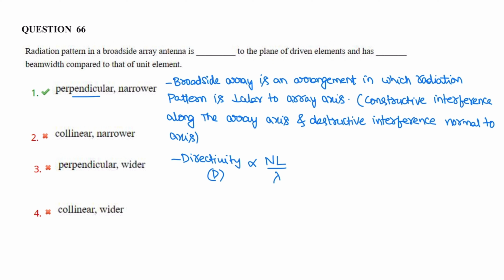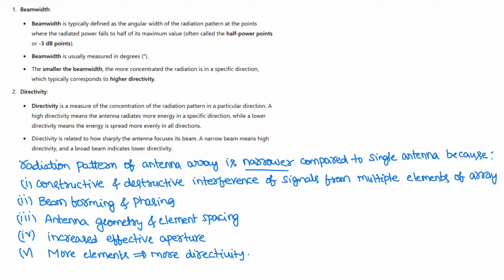So as we know that directivity is inversely proportional to beam width. If antenna size is more, directivity is high, beam width is narrower. So beam width is narrower. Correct option is 1. So here beam width is given, definition for beam width and definition for directivity is given.